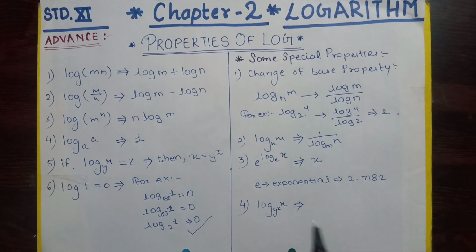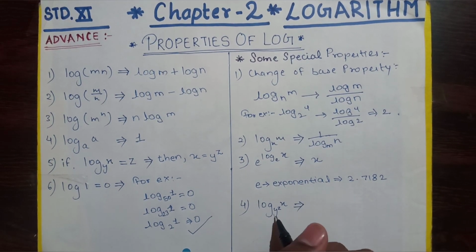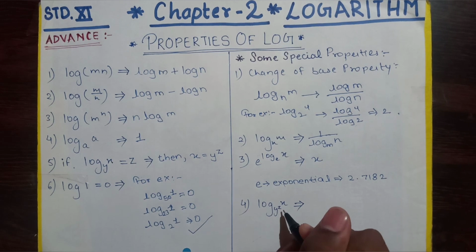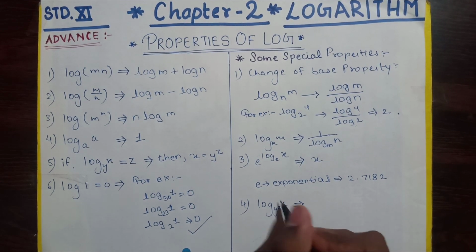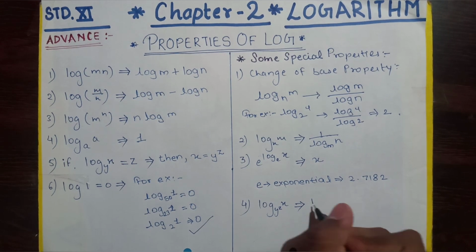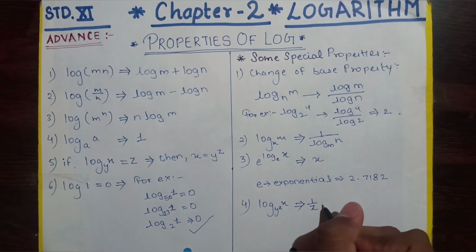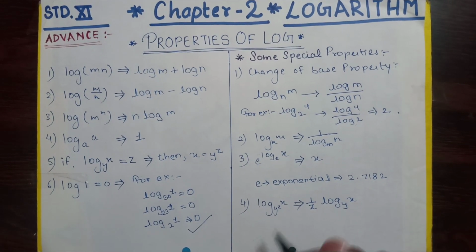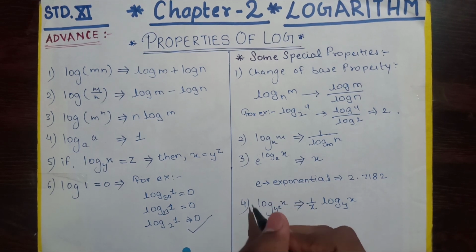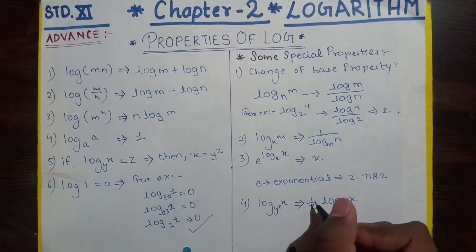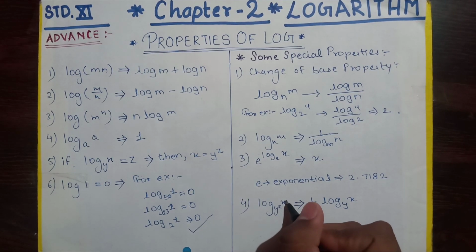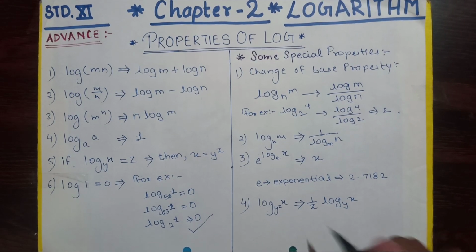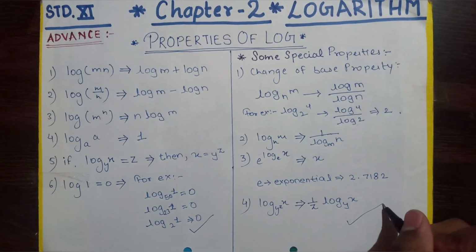Our next example is log x to the base y raised to z. See how I read it: log x to the base y raised to z. Now we would write it as 1 upon z log x to the base y. See how it happened: this z comes here and it becomes 1 upon z. And if the same z had been here, then it would have gone in front and would have been just z and not 1 upon z. So I hope you have understood these properties.